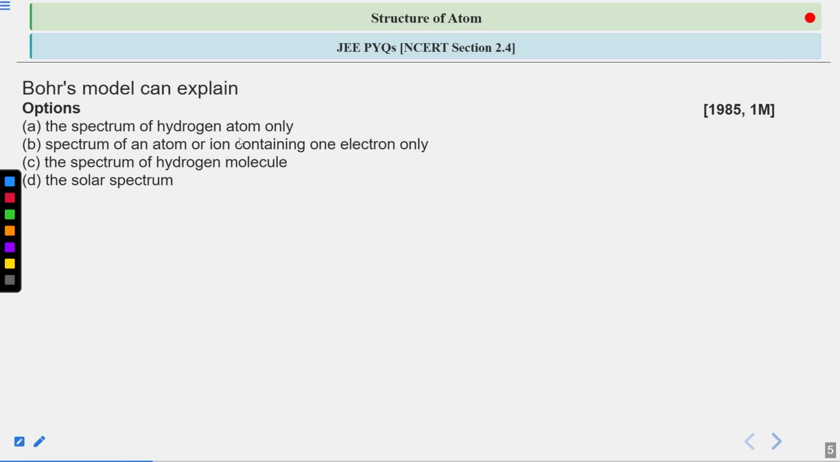Our next question. Bohr's model can explain the spectrum of hydrogen atom only, spectrum of an atom or ion containing one electron, the spectrum of hydrogen molecule, the solar spectrum. So this was asked in 1985 for 1 mark. So again, it's a theoretical one. I'm giving you some time to solve it. Your time starts now.